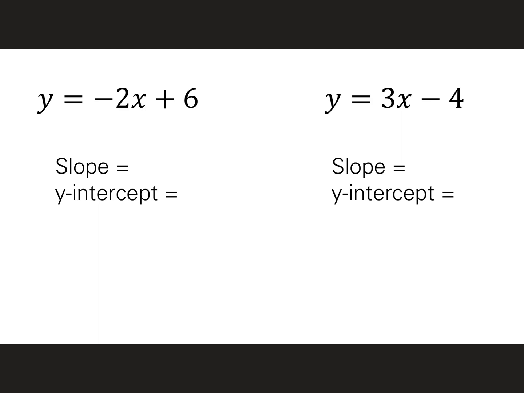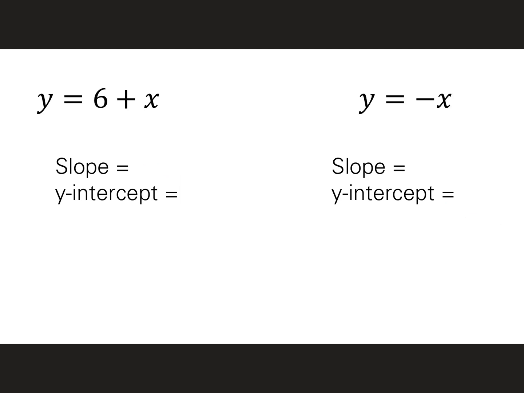Slope is the coefficient of x. So in the first case, it's a -2, and in the next case, it's a 3. Notice I don't write -2x. I just write the -2. I don't want the entire term. I just want the number, the coefficient. The y-intercept in the first one is a 6, and we would put that as (0, 6) if we were listing it as an ordered pair. The next one is a -4, and again, as an ordered pair, it would look just like this.